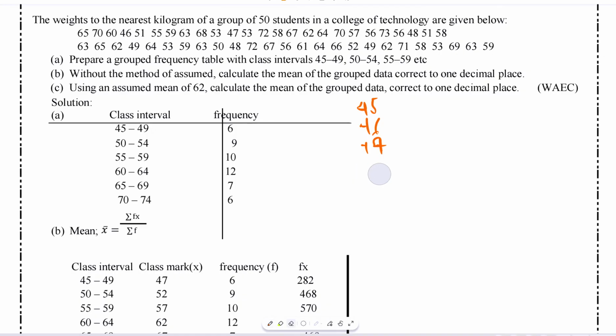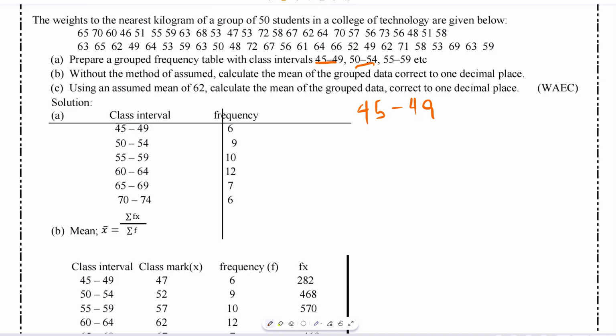All right, so now another thing you also have to know under grouped data is, look at the question. It says prepare a frequency table with the interval. They will give you the first interval. After the first two intervals, you can write the rest on your own. If you look at the first one, we have 45 to 49. So what's the difference between them? 4. So you're adding 4.